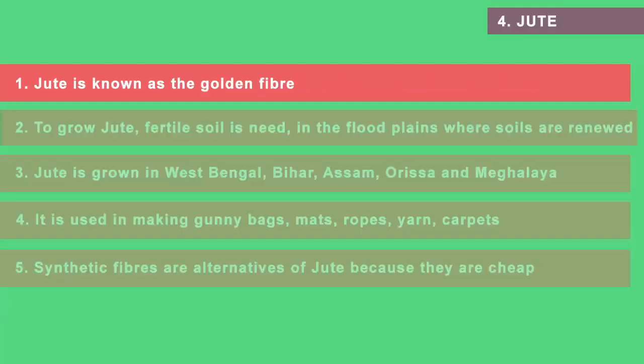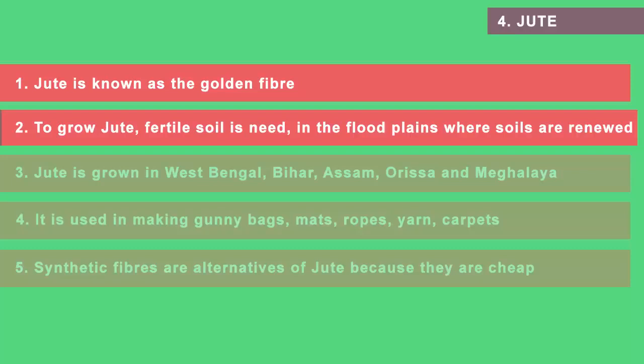And the last type of non-food crop is jute. Jute is referred to as golden fiber. Now if you see the color of it, it is brownish and golden. Now you need a fertile soil to grow jute. But here is a catch. That soil needs to be renewed every year.